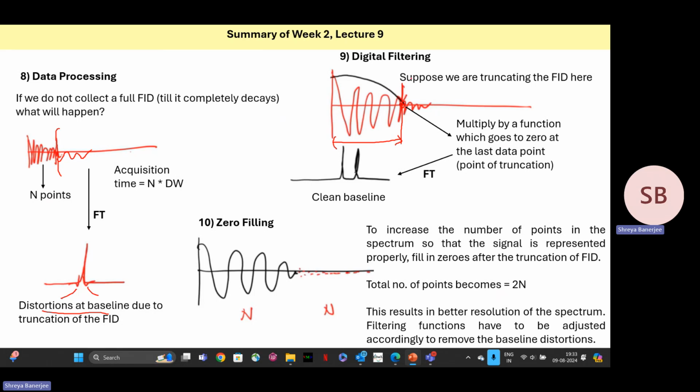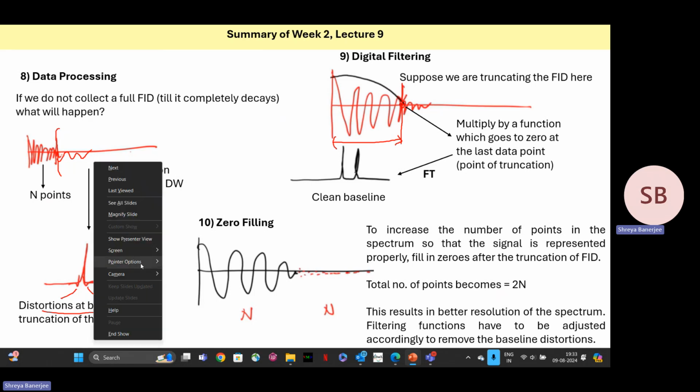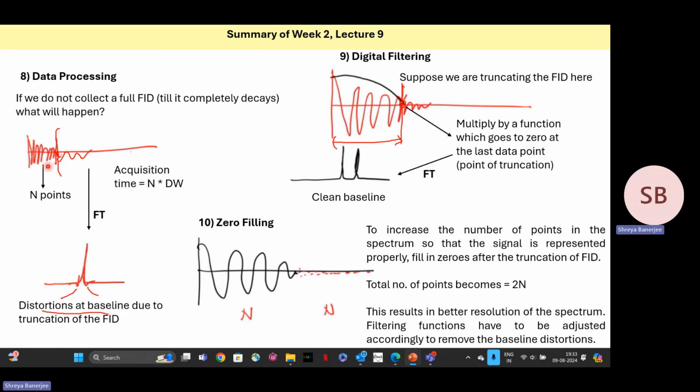So instead of the FID suddenly truncating, if you multiply it by a function that is going to 0, then the FID will be forced to go to 0 at the point of truncation, and that will remove all these distortions. So I'll just repeat once. If you have an FID and you are not waiting for the FID to fully decay, you are only collecting a truncated version of the FID. That will cause distortions at the baseline.